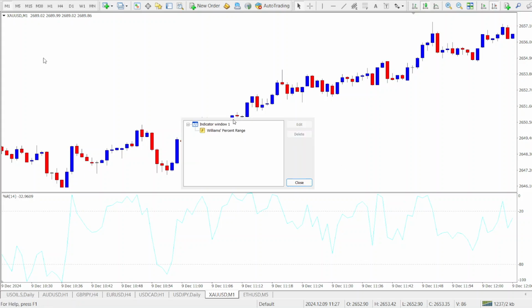Now, if we go to the settings of the indicator, you will notice that there is a box for period. As we can see, the default setting is 14 period. However, you can modify this according to your taste. Right now, the values of the indicator, as we can see, range from 0 to -100, with readings closer to 0 indicating an overbought condition and readings closer to -100 indicating an oversold condition.